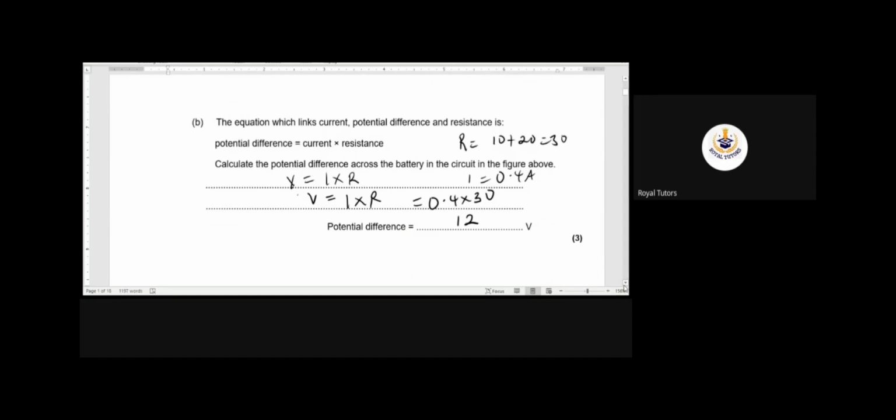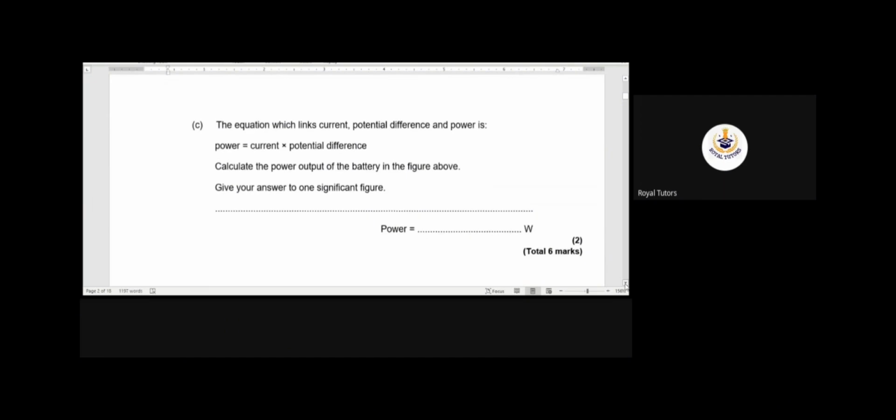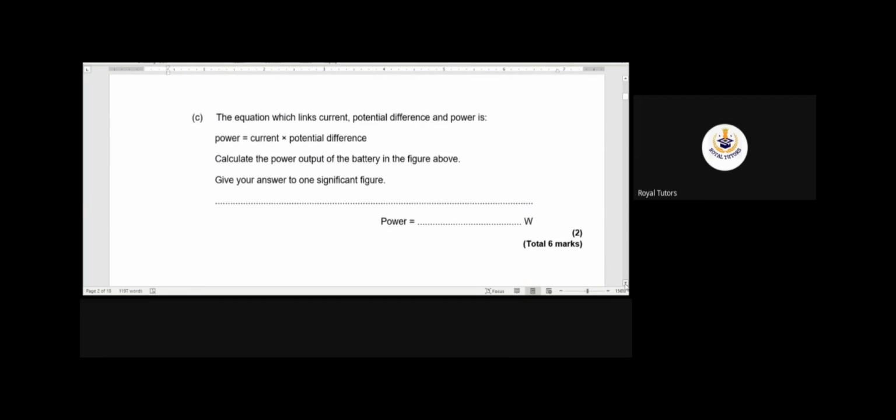All right, let's look at the next question. It says the equation which links current, potential difference, and power is power equals current times potential difference. Calculate the power output of the battery in the figure above, and give your answer to one significant figure. If you remember during the class, I mentioned that power can also be current multiplied by your potential difference, I multiplied by V.